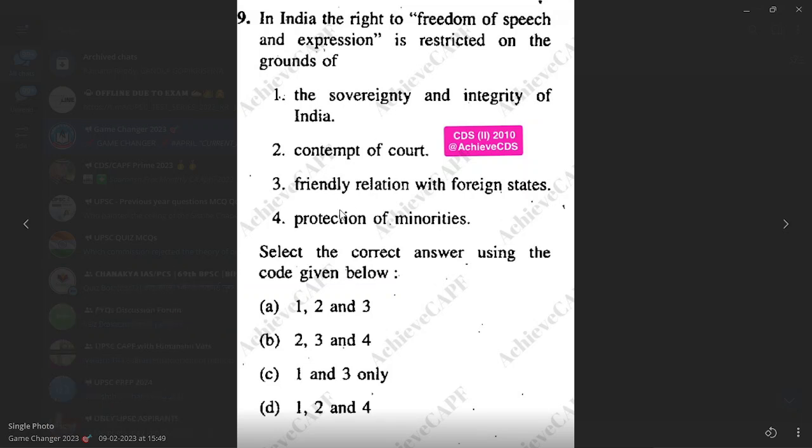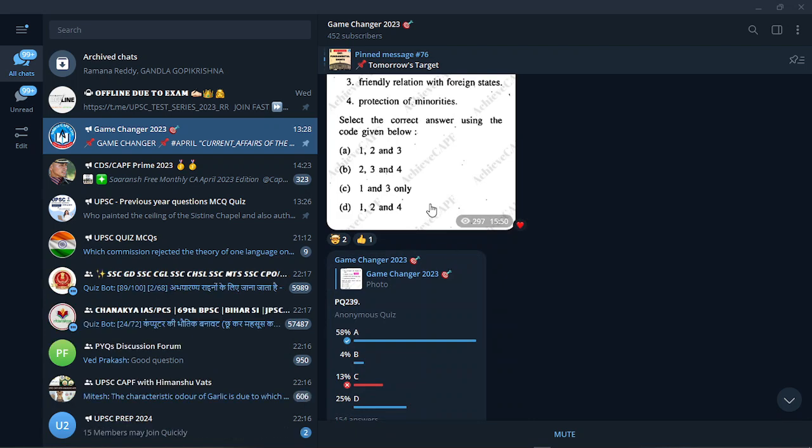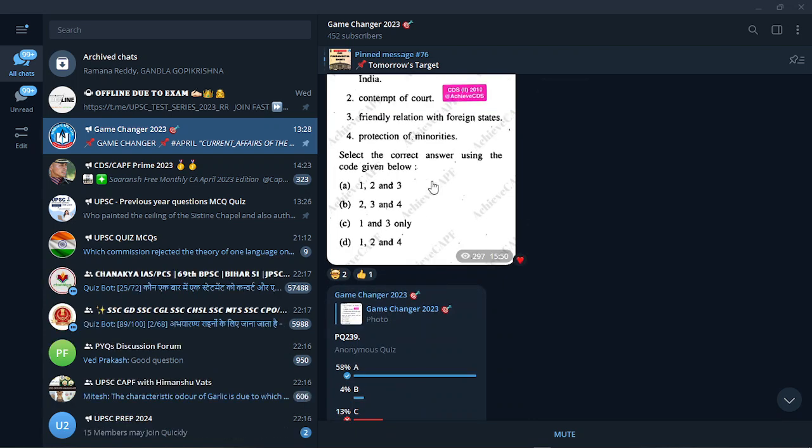1, 2, 4. 1, 2, 3. Okay, 1, 2, 4. Option A, 1, 2, 3. Protection of minorities.